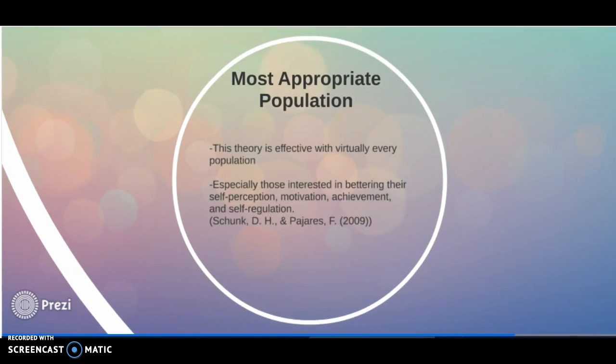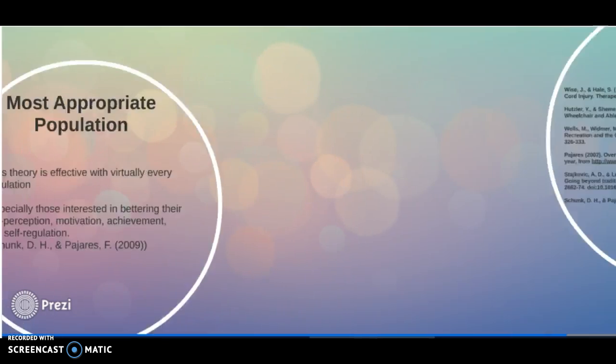So the most appropriate population with this theory is virtually every population, but especially those interested in bettering their self-perception, motivation, achievement, and self-regulation. And that really helps you understand a little bit more about self-efficacy, that it's a self-perception and the amount of motivation that you have towards an activity or within yourself to be able to succeed in an activity, which we can help them to do.